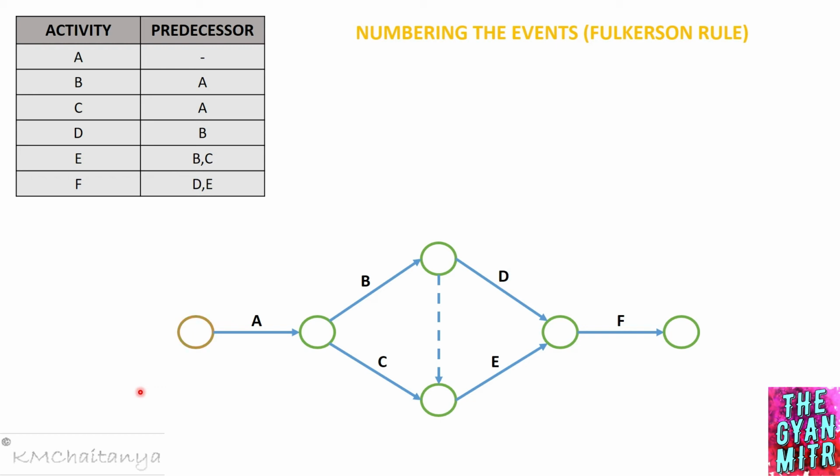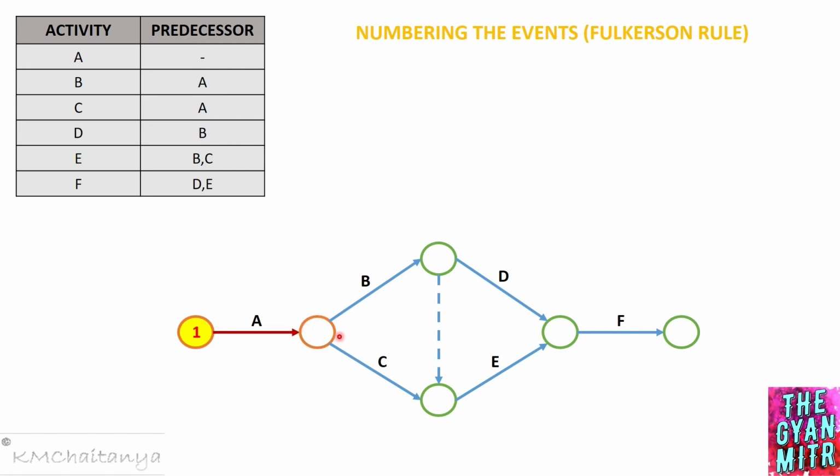So we'll start with the first event. I'll be numbering it as 1. Once it is done, I'll be highlighting this. Now what I'll be doing is tracing all the activities which start from event number 1. Fortunately we only have one, so I'll be tracing this. Once it has been traced, I'll move on to the next event.